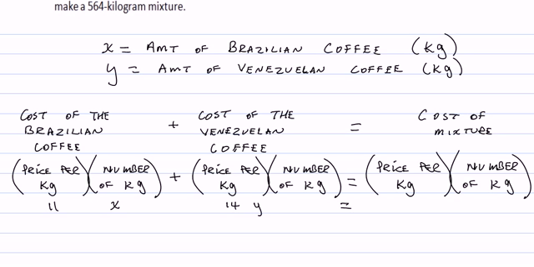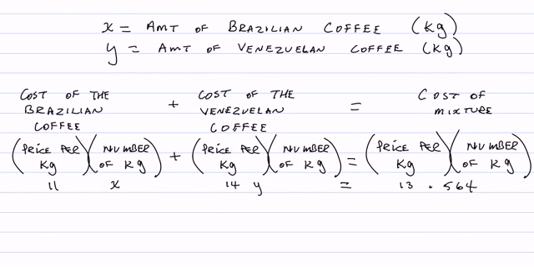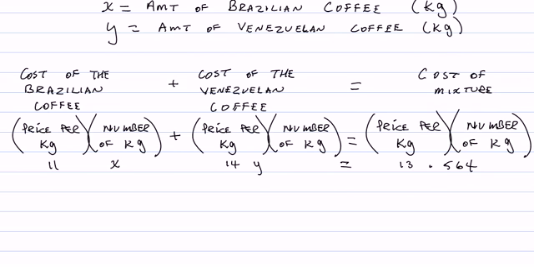Well, we said we wanted the mixture to be $13 per kilogram, so price per kilogram, got to get into the metric system, times the number of kilograms. Well, it says here that they want to make a 564 kilogram mixture, so it's 13 times 564, which would give us the total cost of the mixture. So that's going to be the second equation.